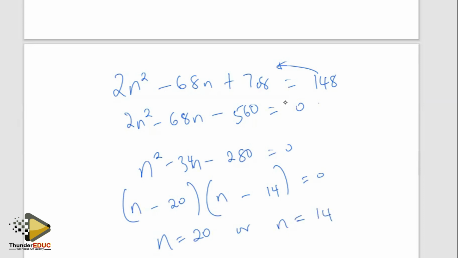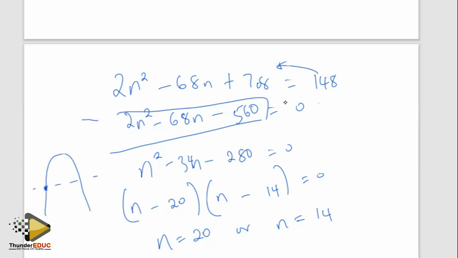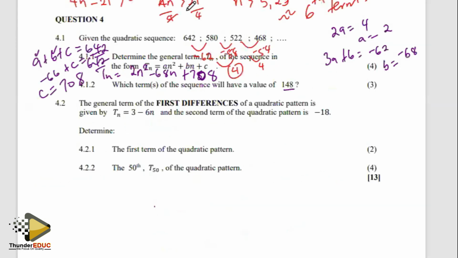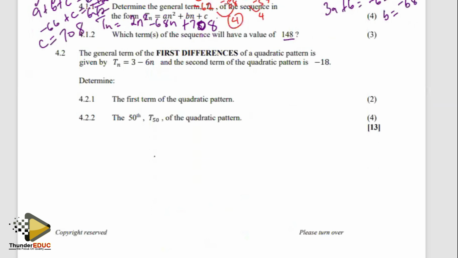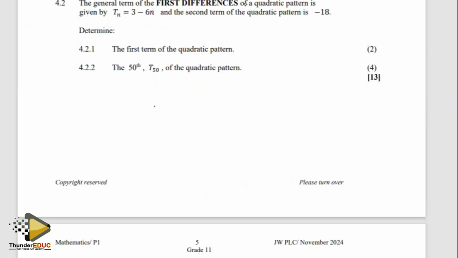So remember, this is a quadratic pattern, which is more of a parabola, okay? And if that's a parabola, the y value can be the same at two different x values or n values, so 20 and 14 would be the correct approach. Okay, then the general term of the first differences of the quadratic pattern is given by this. The second term is this. They want us to get the first term.